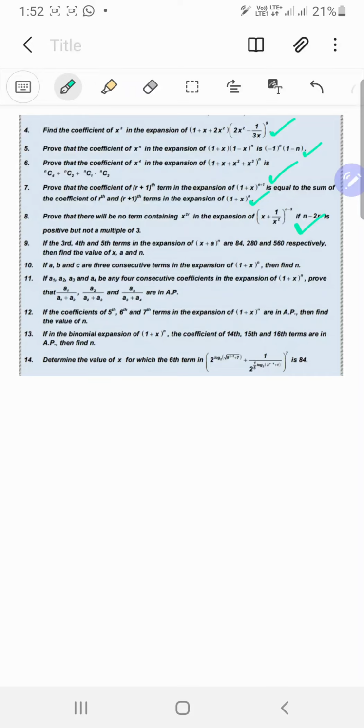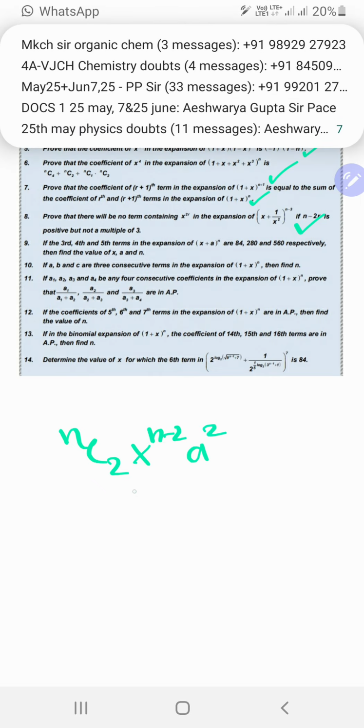So if the third, fourth and fifth terms in the expansion of (x + a)^n are 84, 280 and 560 respectively, then find the values of a, x and n. Okay, so the third term will be n choose 2, so n choose 2, and then you have a^2 and x^(n-2). That is supposed to be equal to 84.